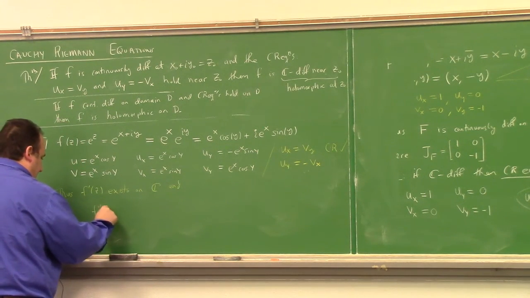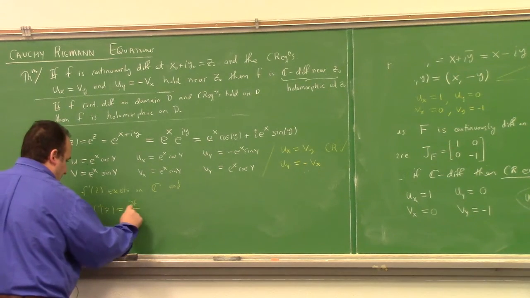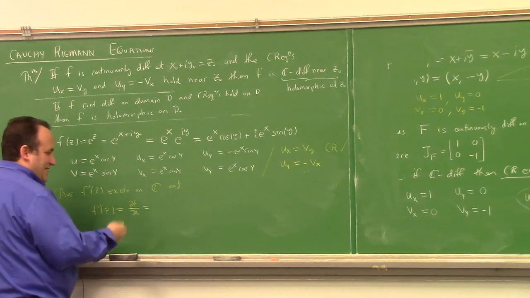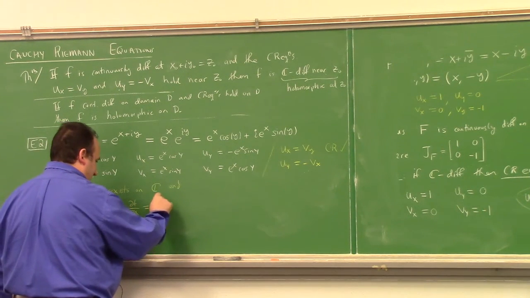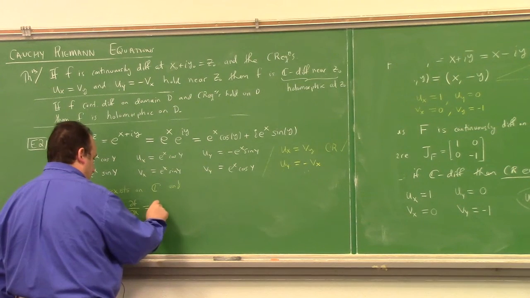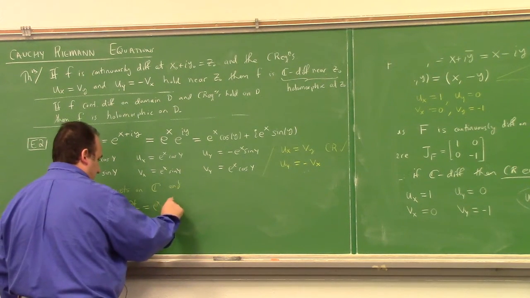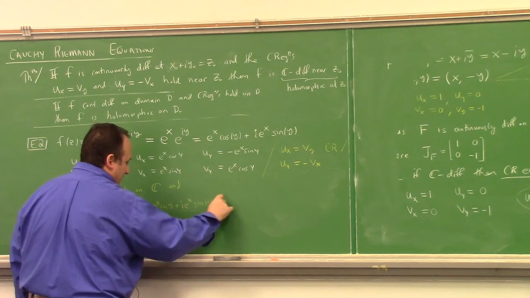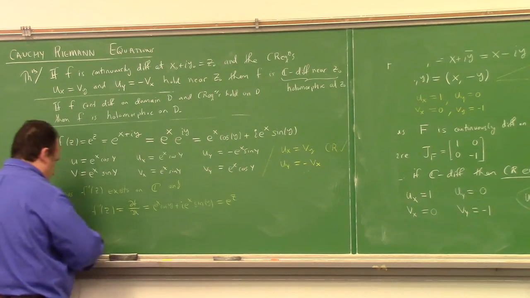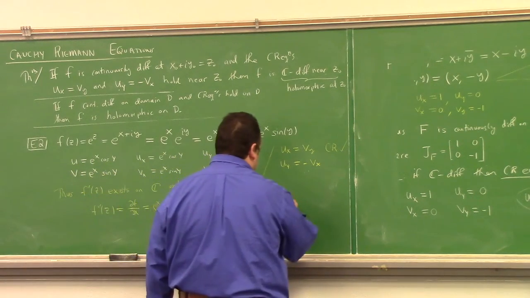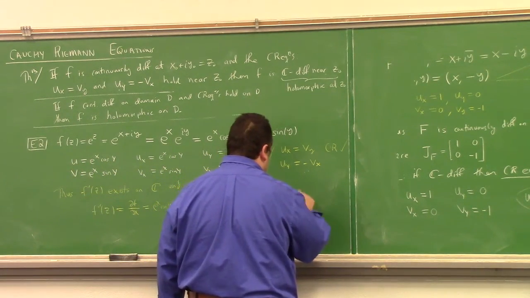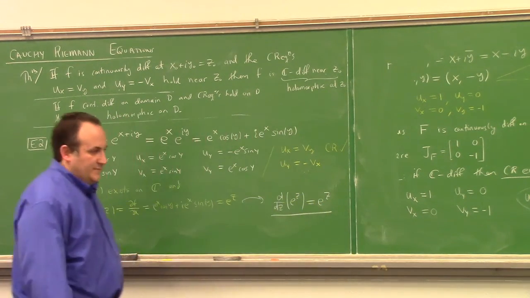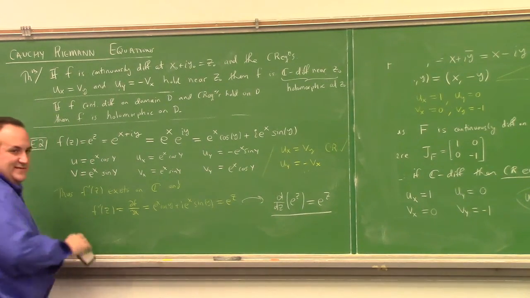f prime of z, since it exists, is equal to partial f partial x, which is, well, it's the same thing again, isn't it? I'll write it out. It's e to the x cosine y plus i e to the x sine y, exactly, it's just e to the z again. So, surprise, surprise. In the complex case, d/dz of e to the z is e to the z. Well, that's a relief, isn't it?